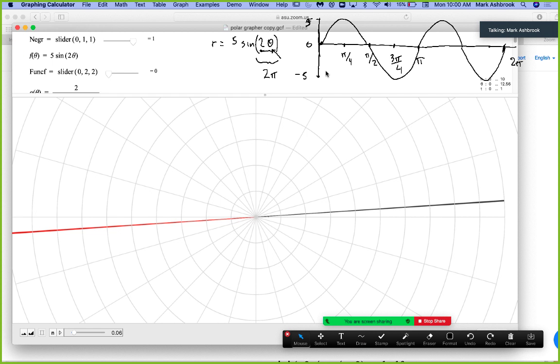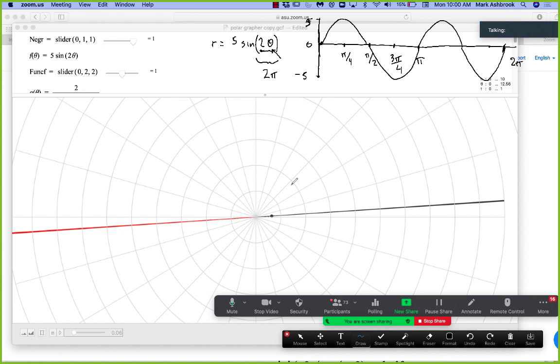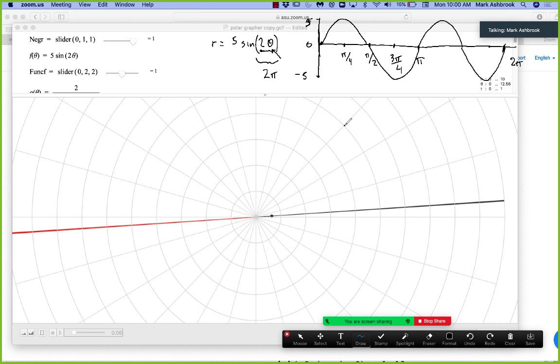So from 0 to pi over 4, what's r going to do? Go from 0 to 5. All right, and so that's a big change in r for a small change in angle, and it's going to shoot rapidly at first and then slow at the end. So at pi over 4, we're going to be at 5. That's here: 1, 2, 3, 4. We're going to be here. So it's going to shoot out rapidly at first, and then more slowly when we get close to pi over 4.